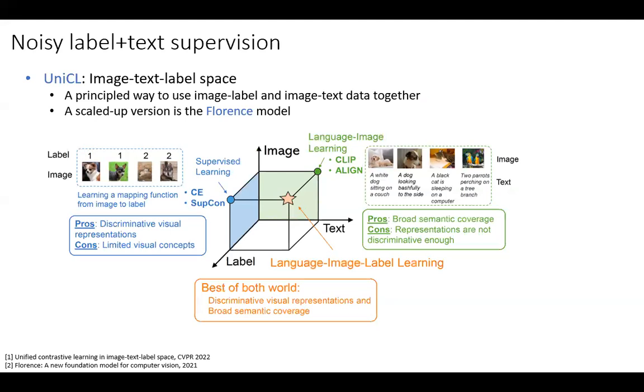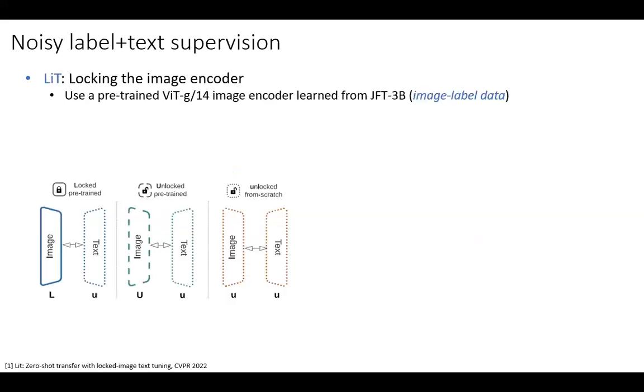And I think for supervised learning, the pro is you can learn discriminative visual representation, but the con is that you have only limited visual concepts. But on the other hand, for CLIP kind of model, you have broad semantic coverage, but your representation may not be discriminative enough. And in the UniCL paper, the authors propose a principled way to use both image label and image text data together for learning a strong image encoder. And the scaled-up version is the Florence model.